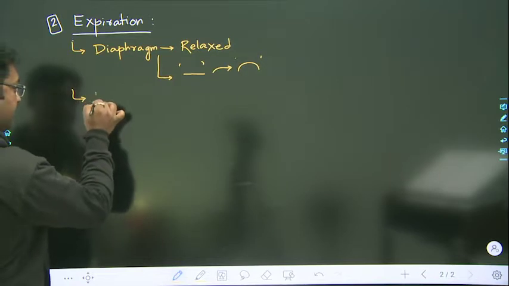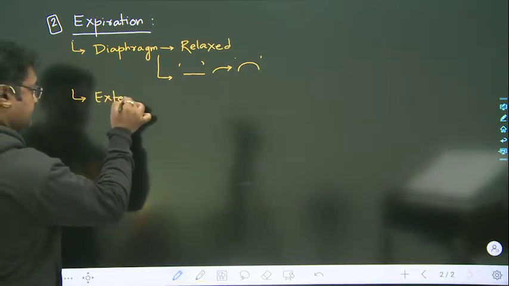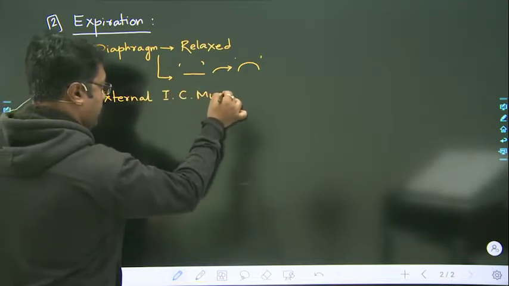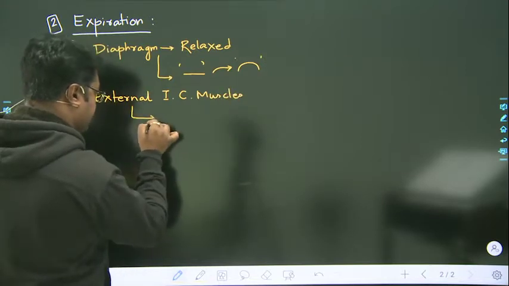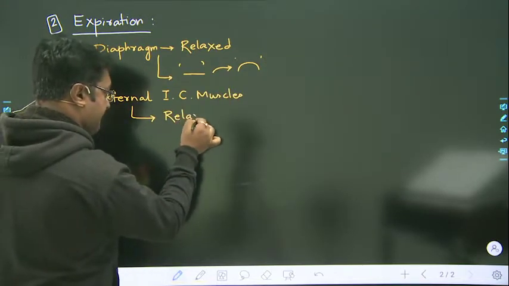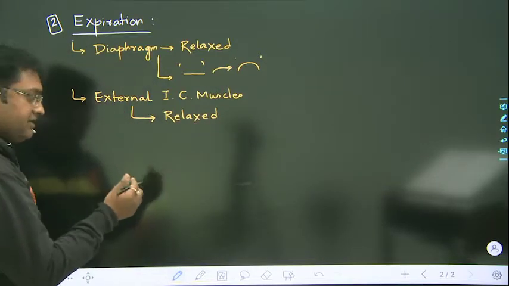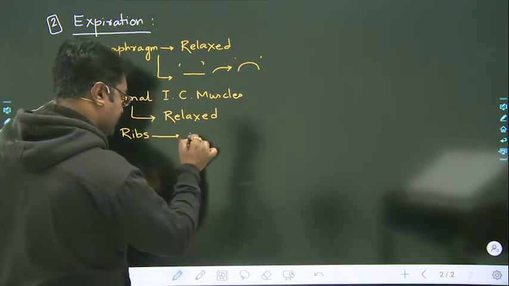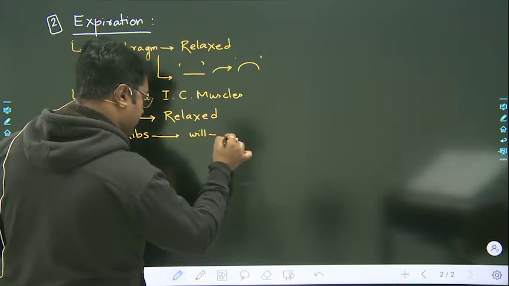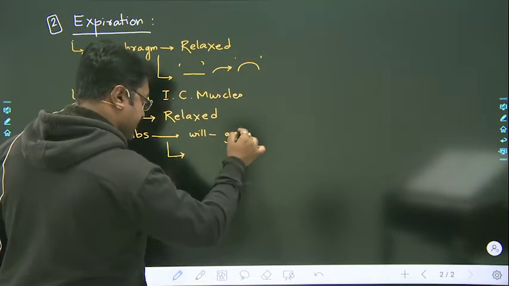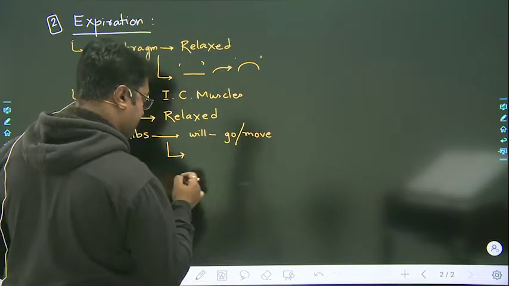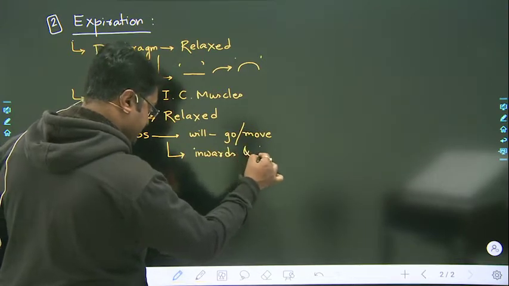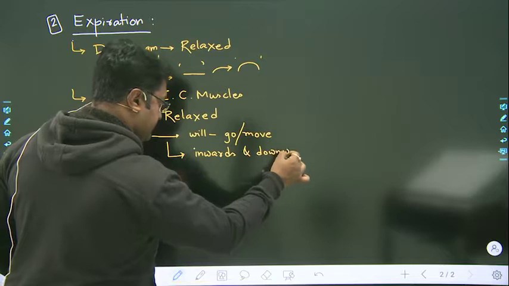Next, the external intercostal muscles, they will also be acting the same. So they will again now get relaxed. And due to their relaxing nature, the ribs will now again move inwards and downwards.